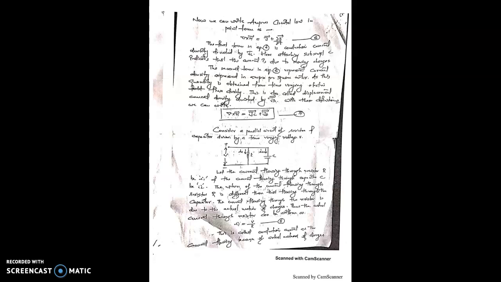The current flowing through the resistor is due to the actual motion of charges. Thus, the actual current through the resistor can be written as I1 = V/R. This is called conduction current, as the current flows because of the actual motion of charges. The conduction current can be denoted by the letter Ic. Let A be the cross-sectional area of the resistor. Then the conduction current density can be written as Jc = Ic/A = sigma E. That's the equation for conduction current density.